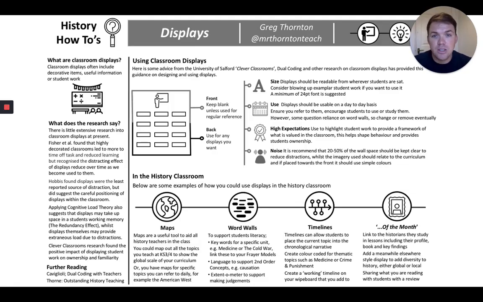As always, this is the instructional sheet that goes with it, which can be downloaded from the How-Tos website. And I will essentially be talking through a lot of this information today and hopefully providing some clear, specific examples of how they can be used within the history classroom.